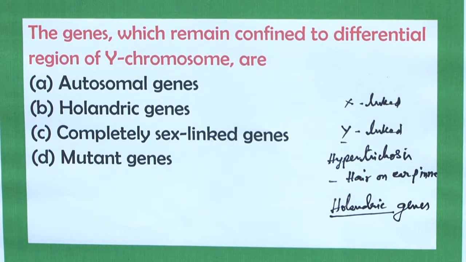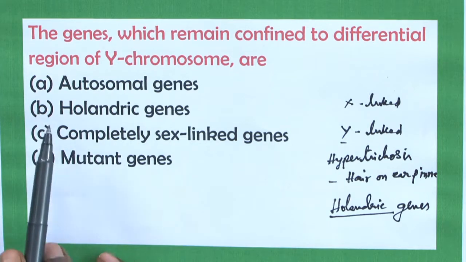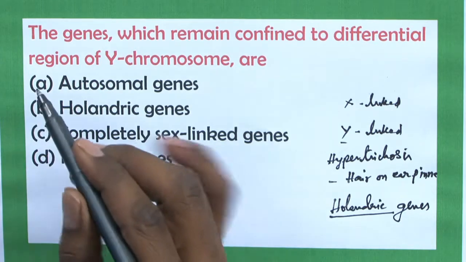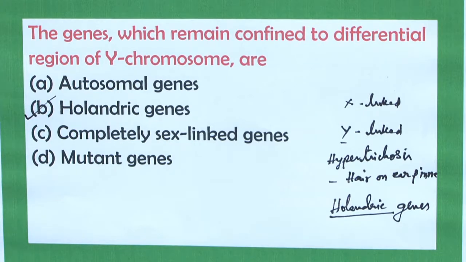Now, let us take up the options. A. Autosomal genes. B. Hollandric genes. C. Completely sex-linked genes, and D. Mutant genes. When it comes to A, autosomal genes, the genes are present on the Y chromosome, they asked. The Y chromosome is not an autosome, it is an allosome. So, option B is Hollandric genes. The genes present on the Y chromosome are called Hollandric genes, and hence the correct option in this particular question is option B, Hollandric genes.